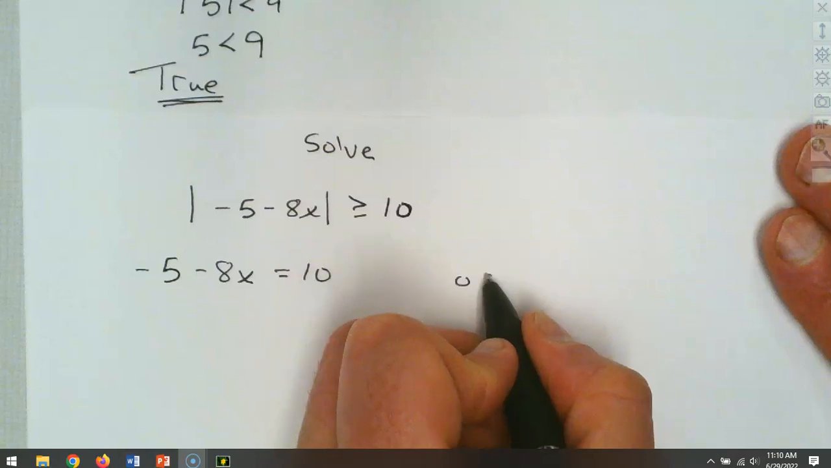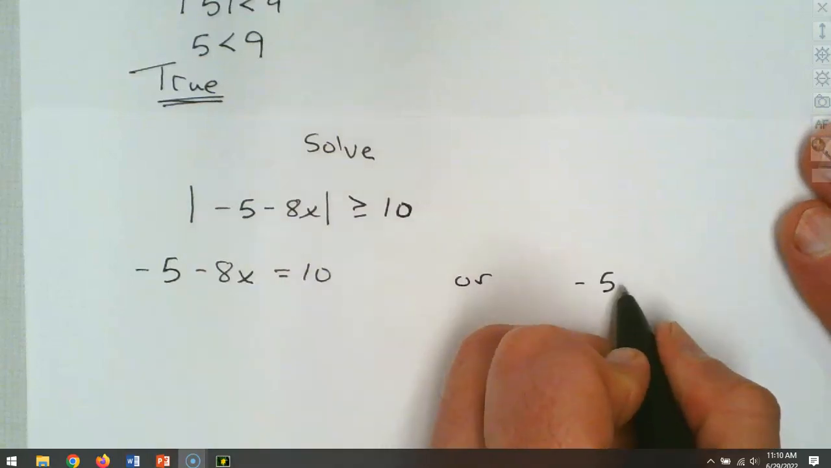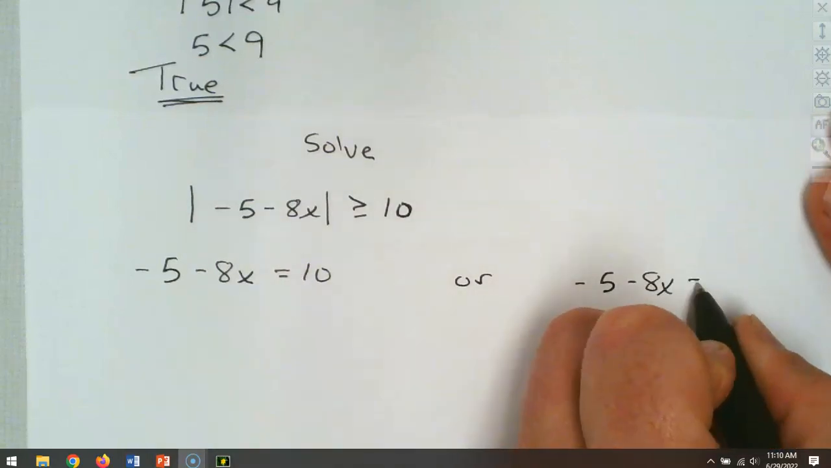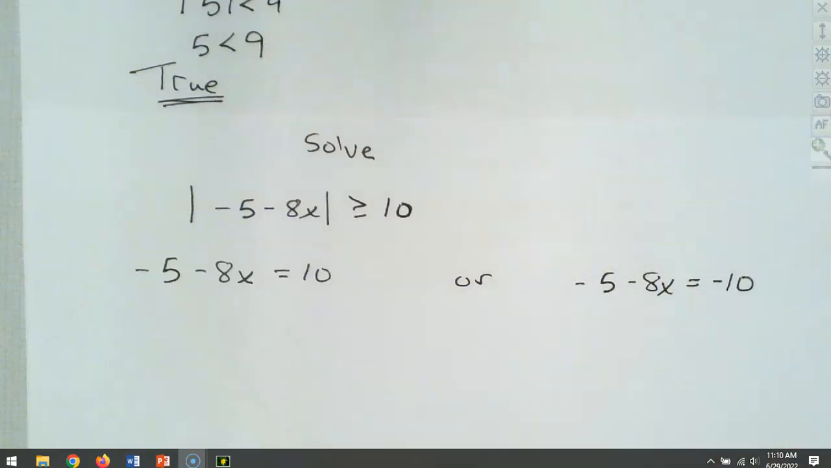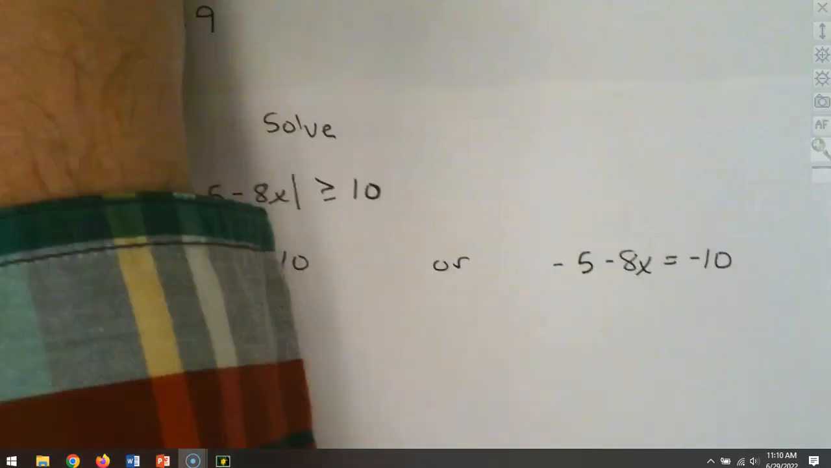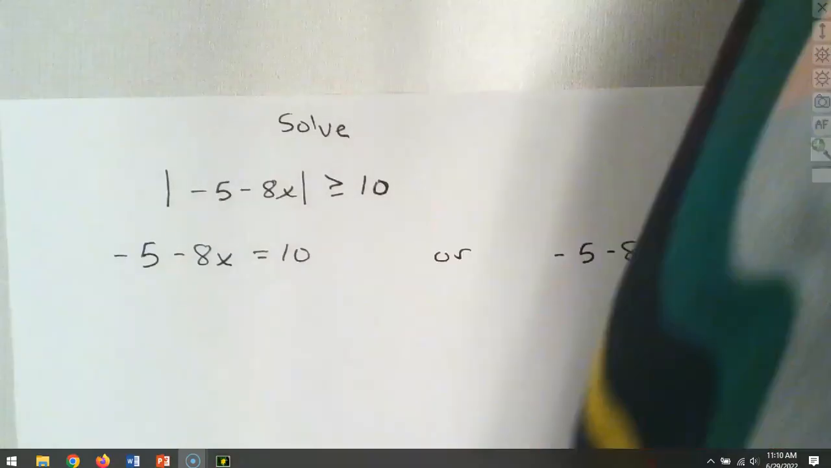And we've also got to solve it equal to a negative 10. And never, ever change what's inside the absolute value. Those signs stay the same. All we change is the right-hand side. The number on the right-hand side is the only part that changes at all.